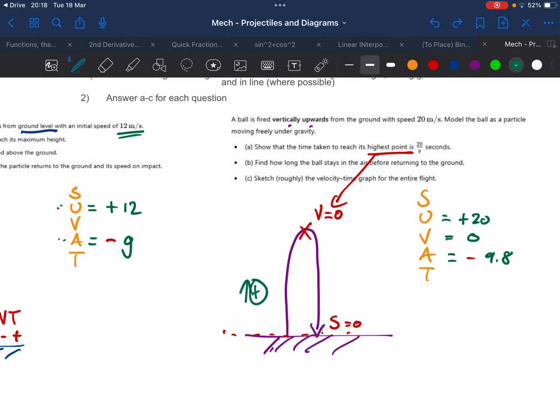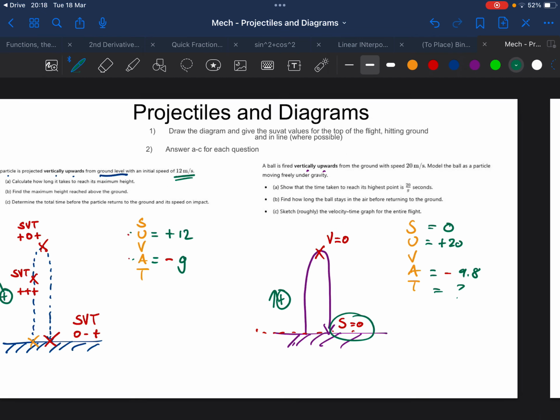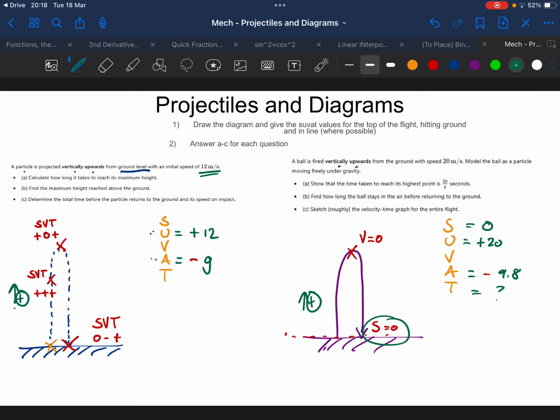Find out how long the ball stays in the air before returning to the ground. Well, the ground means here, doesn't it? So I would put a 0 in. How long? Okay. When you know the different stages, this is really when SUVAT questions become much, much easier. In the next video, we're going to have a look at when it's not from the ground to the ground. But I hope this gives you some sort of intuition to start with about how you label your projectile diagrams.